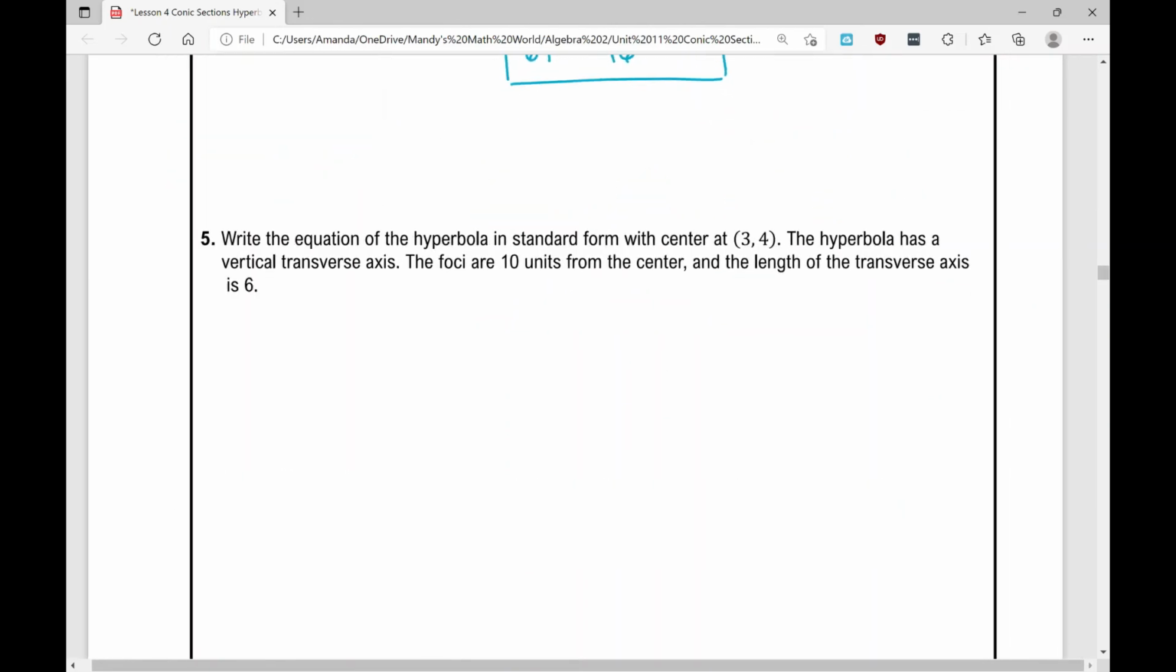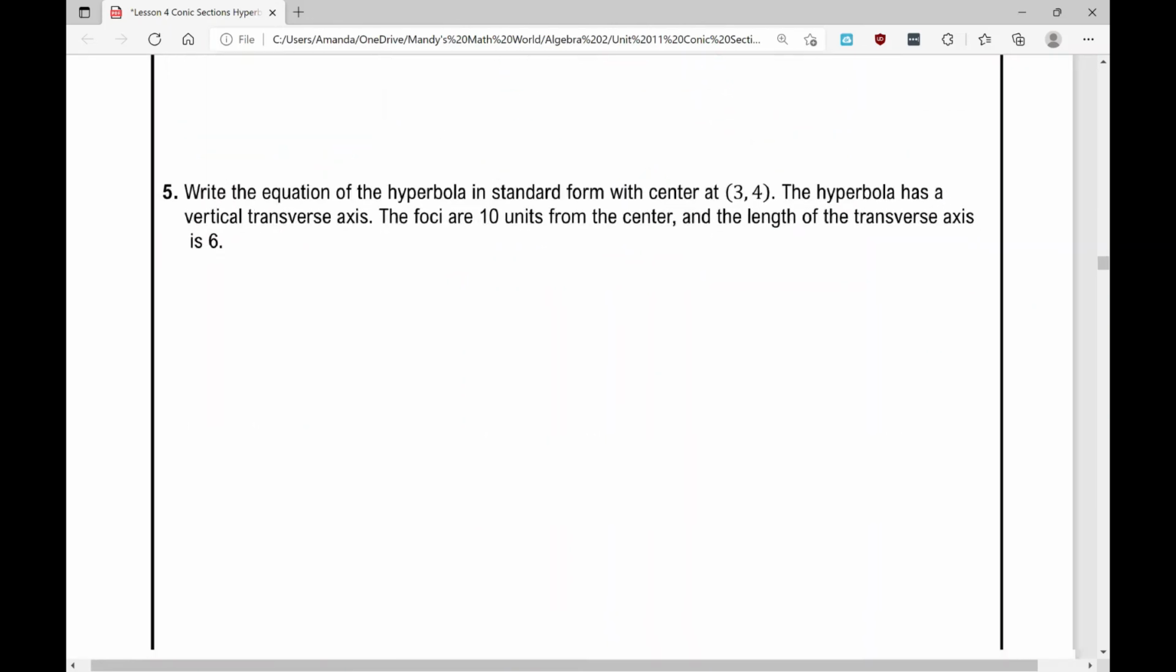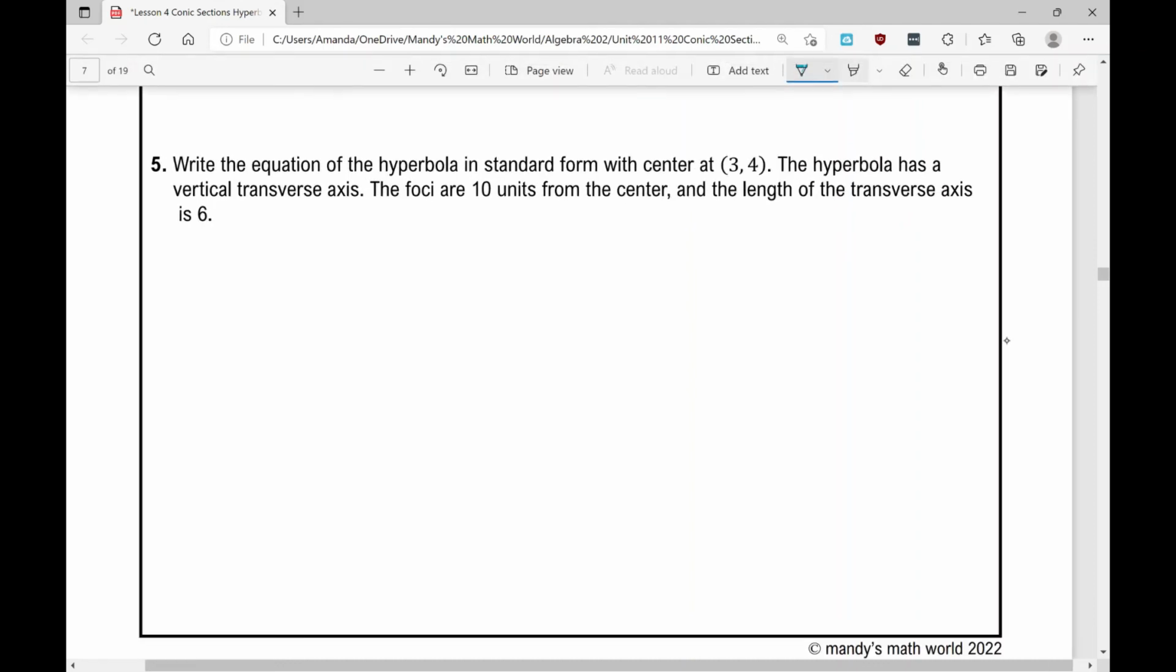These notes are long. Sorry about that. There's a lot of information. Okay.